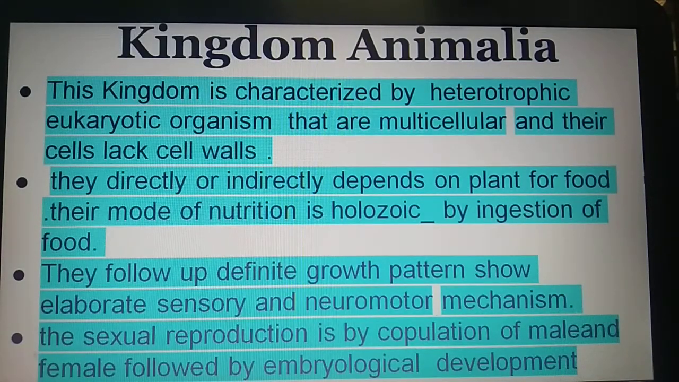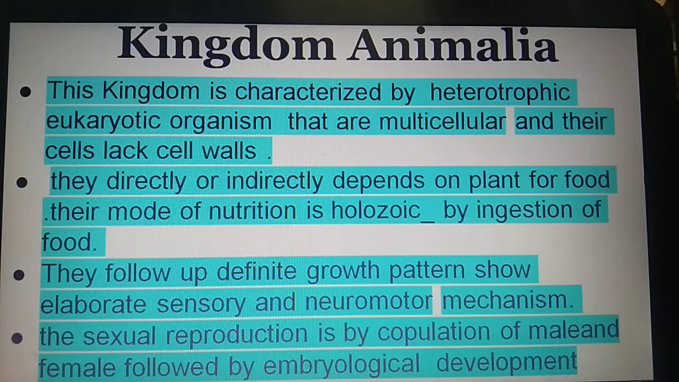Now students, the next one is kingdom Animalia. This kingdom is characterized by heterotrophic eukaryotic organisms. Now students, eukaryotic over here is similar to the eukaryotic in case of the kingdom Plantae, but what is the difference? The difference is that kingdom Plantae was having major autotrophic organisms, but here the organisms are heterotrophic in nature. That is, for example, we human beings depend on other organisms for our food requirements, and we are multicellular, and we also lack cell walls in our cells.